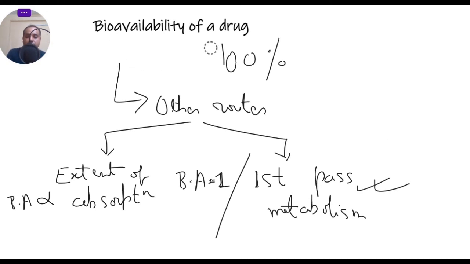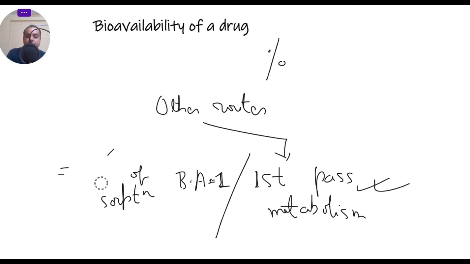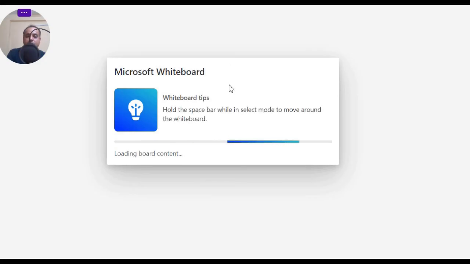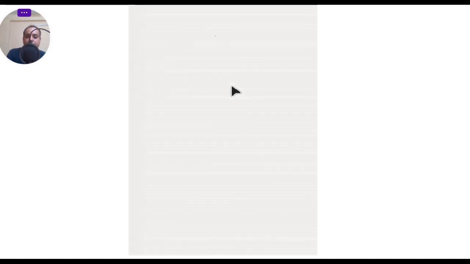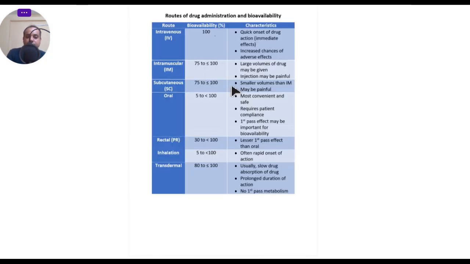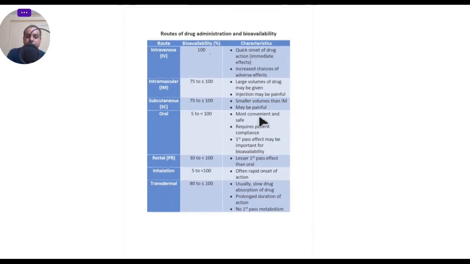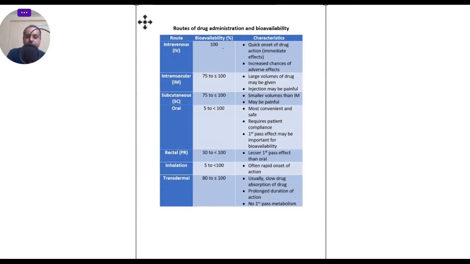So now let us see what is the significance of bioavailability according to the various routes of drug administration. We will now see the bioavailability according to the various routes of drug administration. Okay.